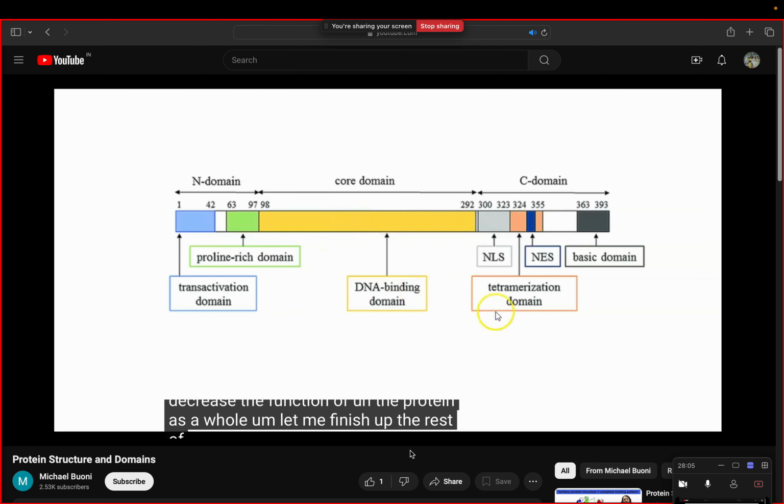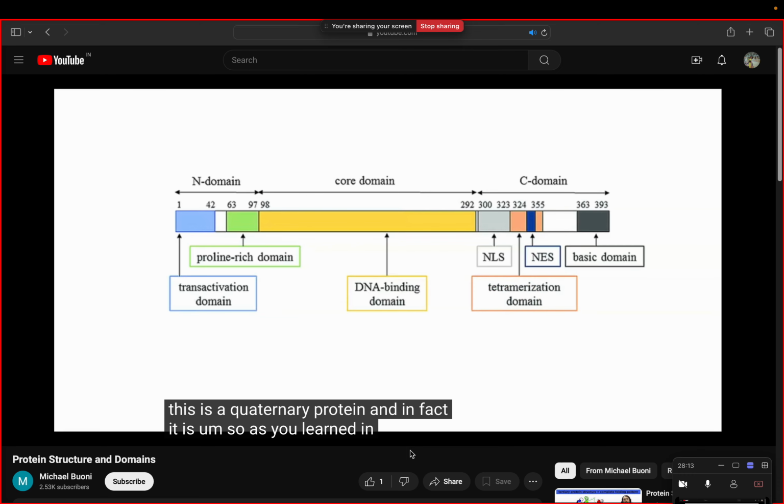Let me finish up the rest of the domains. So, tetramerization domain, that already gives you a hint that this is a quaternary protein, and in fact it is. As you learned in the last video, you have your primary, secondary, tertiary, and quaternary. P53 is a quaternary protein, which means there are 4 little subunits that are all glued together, and this is an area of the protein that has to do with gluing them together.